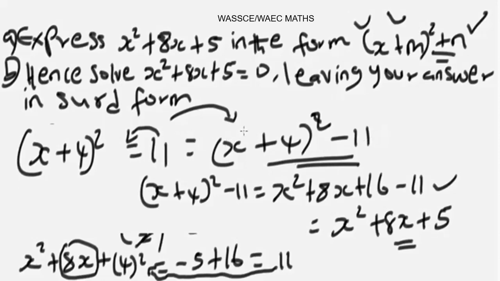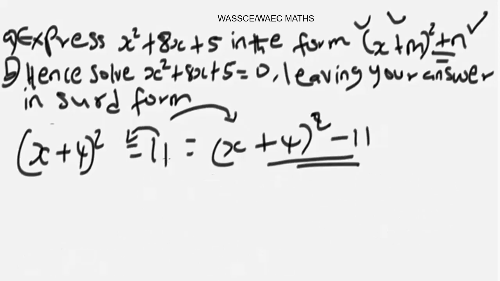Now for the b part of it, let's solve it together. Let me wipe below. It says hence solve x squared plus 8x plus 5 equals 0, leaving your answer in surd form. Now that we already have (x plus 4) squared equals 11, so this is x plus 4. Remember, this is the b part of it that we are solving now.